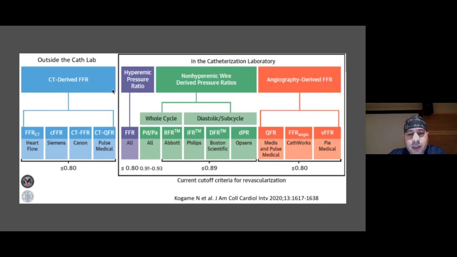So in terms of measuring FFR, we've talked a lot about FFR in the cath lab, but there are other modalities where we can measure FFR. The biggest is CT-derived FFR.